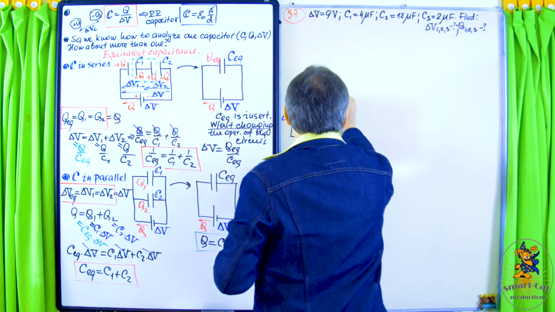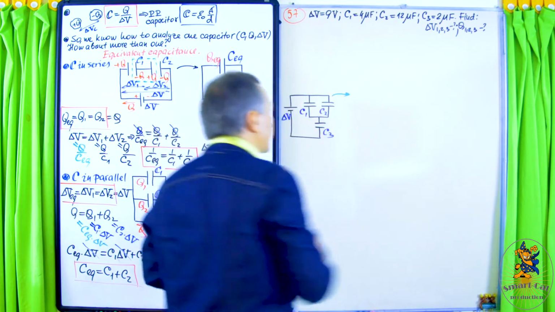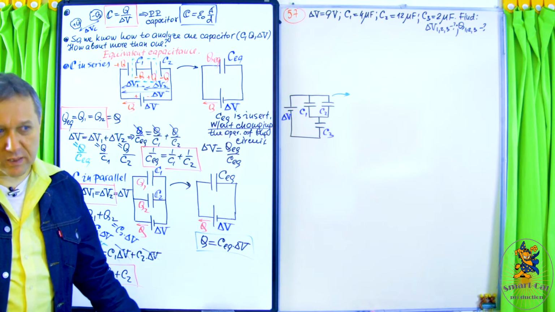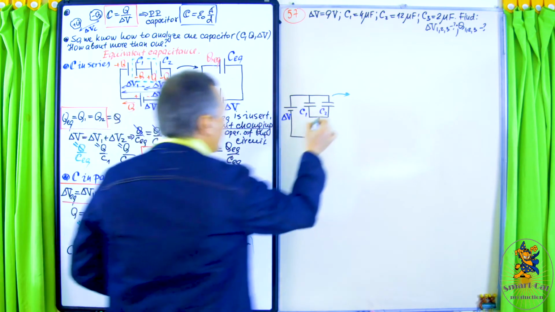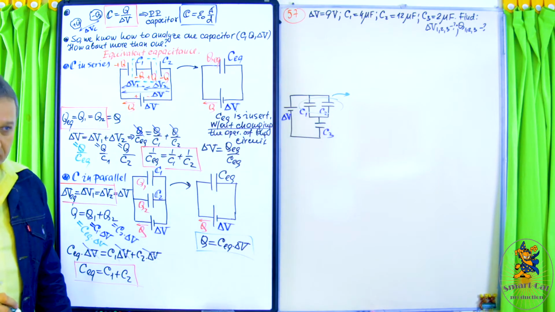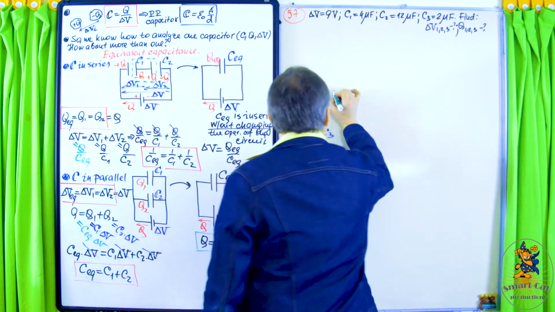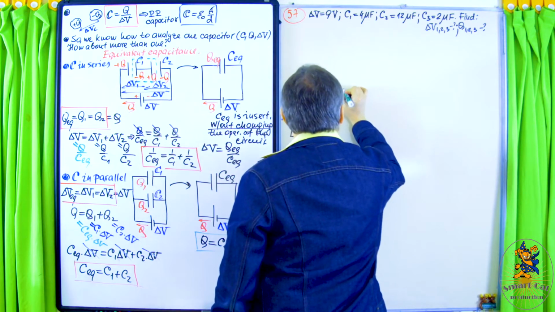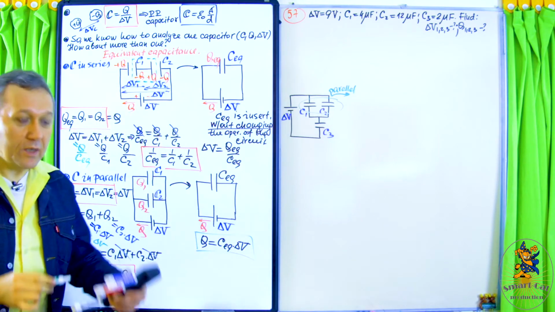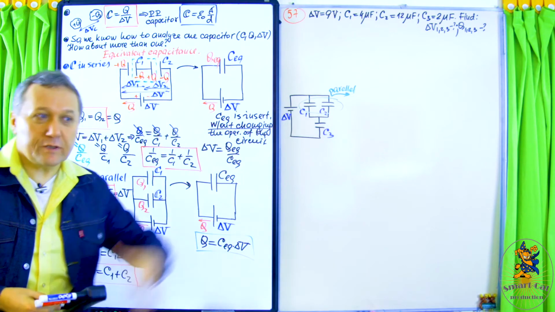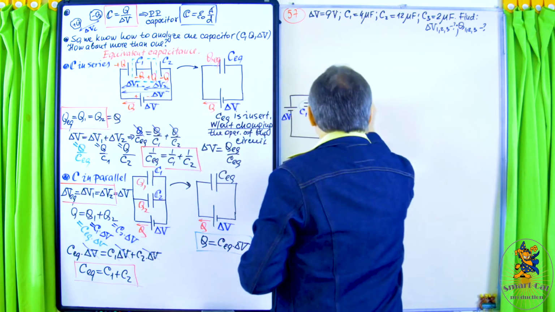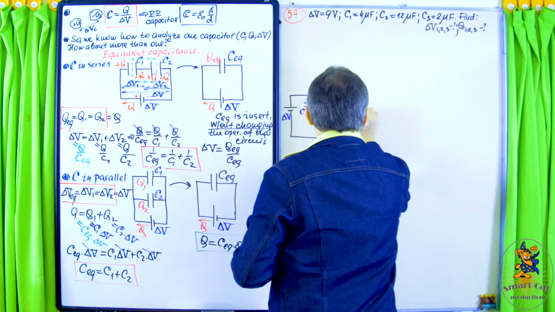First, which capacitors are connected either in series or in parallel? I think it's obvious. These two are connected in parallel. So let me write that down: these are connected in parallel. It means we can replace them with a first equivalent capacitor. It's not the final one, but the first in the process. So I can redraw this picture.